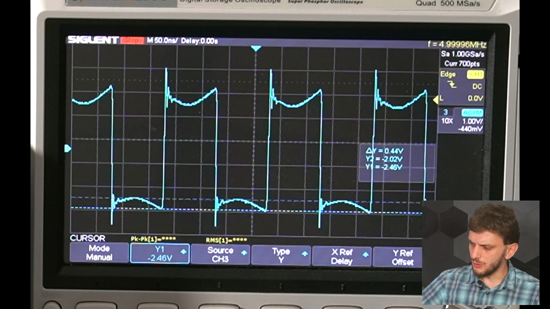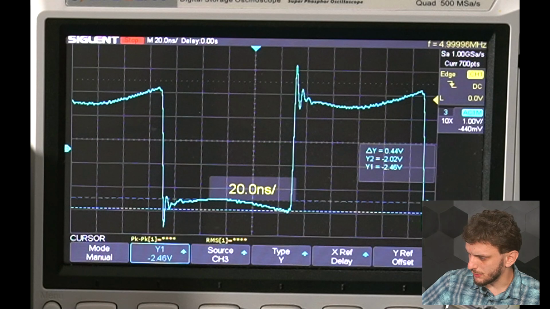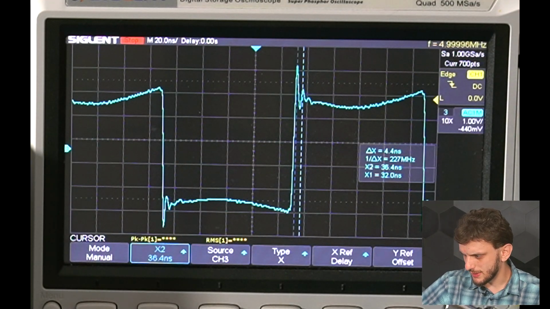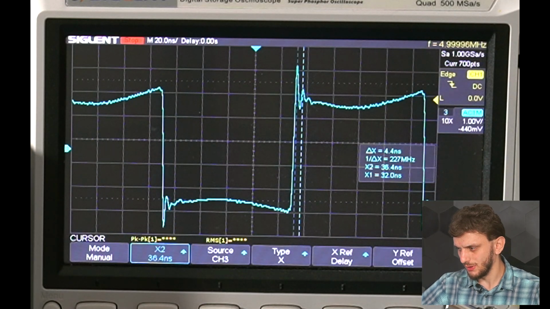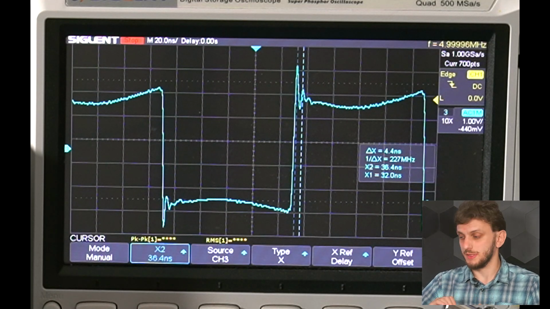Now, the other thing you may notice is this ringing appearing. So if we zoom in just a bit more, and we also bring in the cursors, we can see that this is happening at around 200 something megahertz. So this is a very high frequency ring that may or may not cause some other troubles as well.